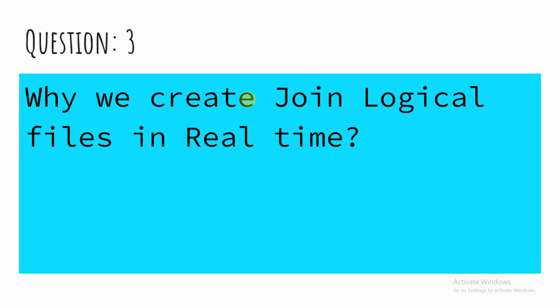Then we need to read those PFs, or suppose we have created an LF over each, then two LFs in our program, which requires two read operations on two different files. So why would we go with that, when we have the functionality of JLF? We can create a join logical file over two PFs or more than two PFs, and then we have a single JLF having a single record format. Then I have to perform a single read operation and I'll be getting all the data. So that is a good thing to go with. That's why we create join logical files in real time.